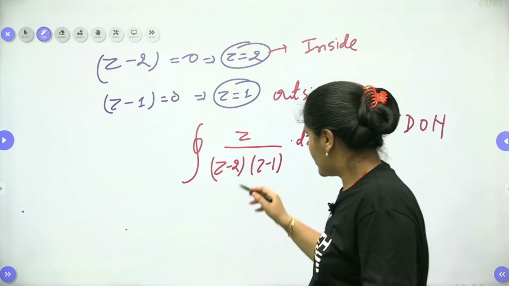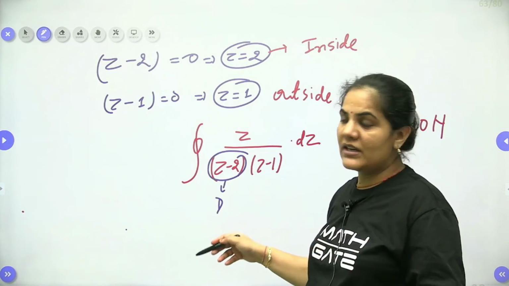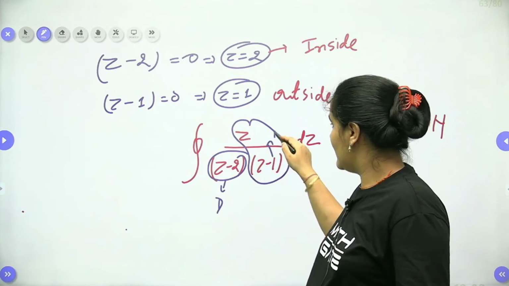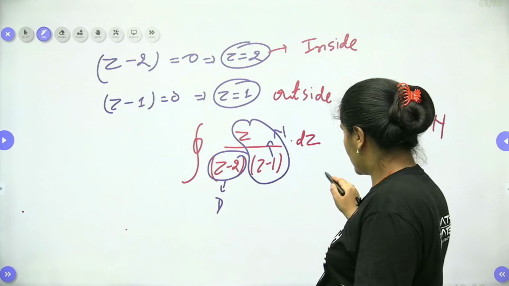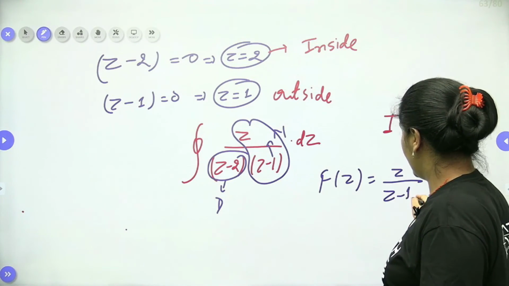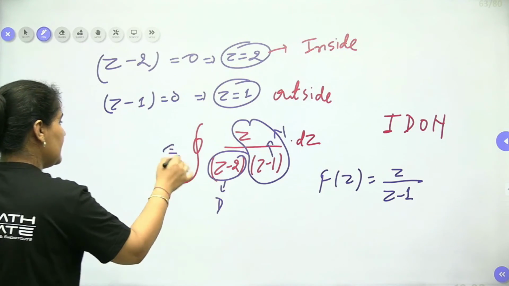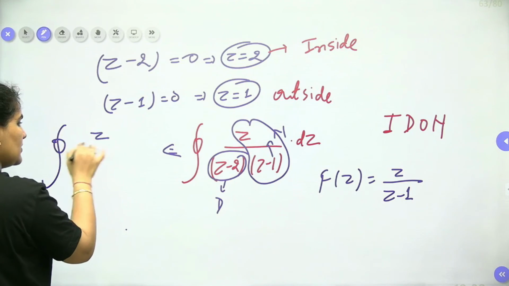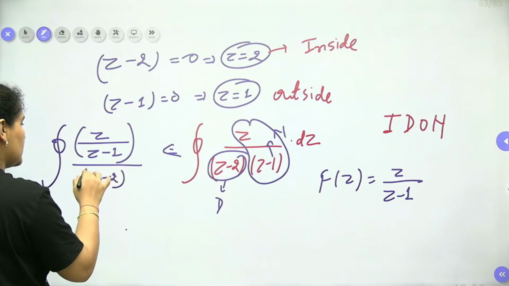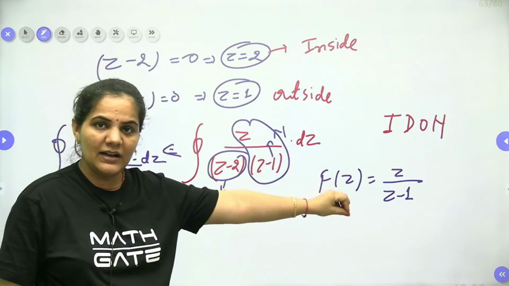According to the ID on technique, the pole which is inside the closed curve will come in the denominator. So here z minus 2 will come in the denominator only. The pole which is outside the closed curve will be considered in the numerator only, right? So from here we can say f(z) is equal to z by z minus 1. Now the question can be written in this form: z by z minus 1 divided by z minus 2 into dz, right? So this will be your f(z).